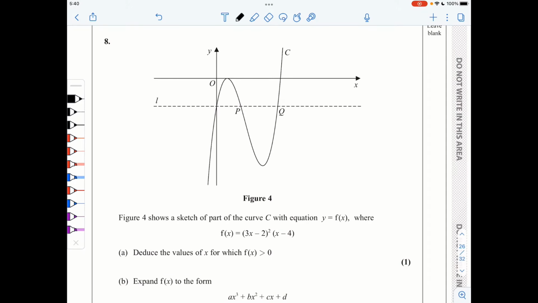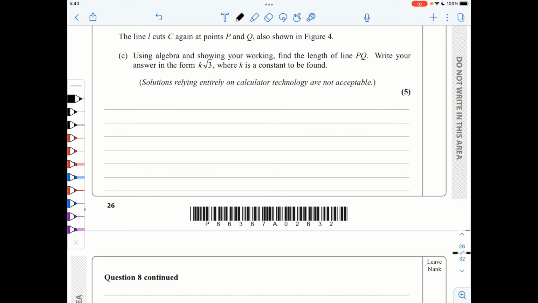In question 8, we are being given a sketch of a part of curve C with this equation here, 3x minus 2 all squared times x minus 4, and we need to deduce the values of x for which f of x is greater than 0. I will start by finding the two cuts here because they will help me identify the range of values for x. So a cut on the x-axis means that y is 0, so solving f of x is 0 means that 3x minus 2 squared times x minus 4 is 0, and therefore 3x minus 2 is 0, or x minus 4 is 0. So x is 2 over 3, or x is 4.